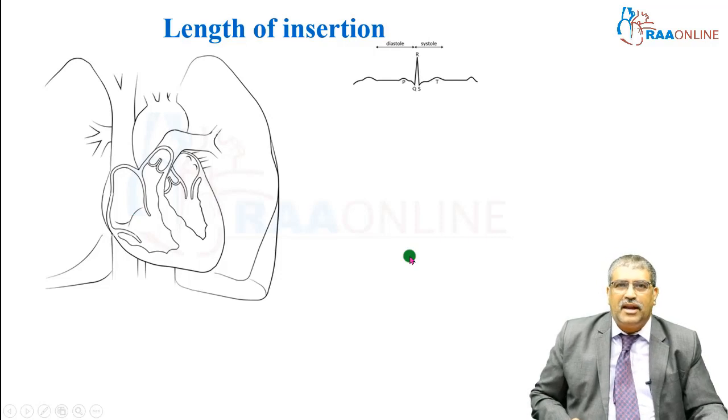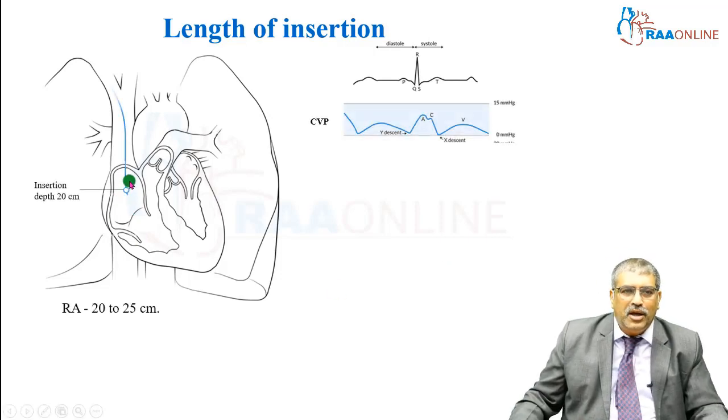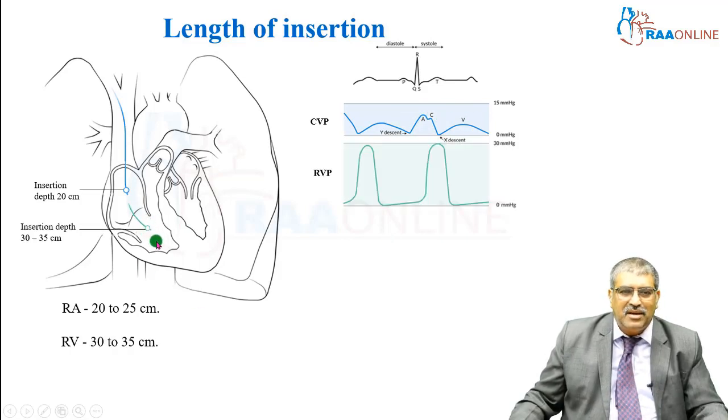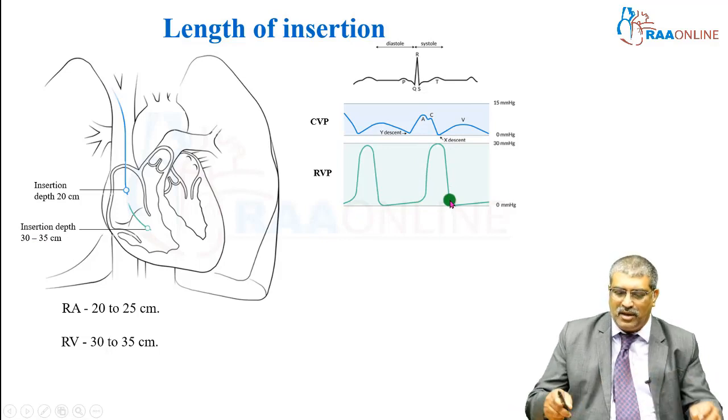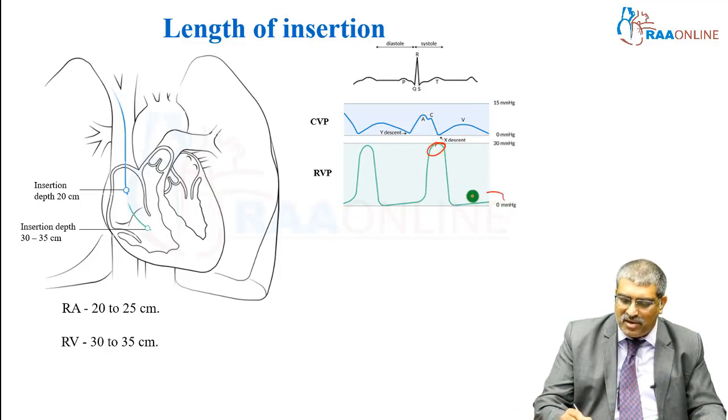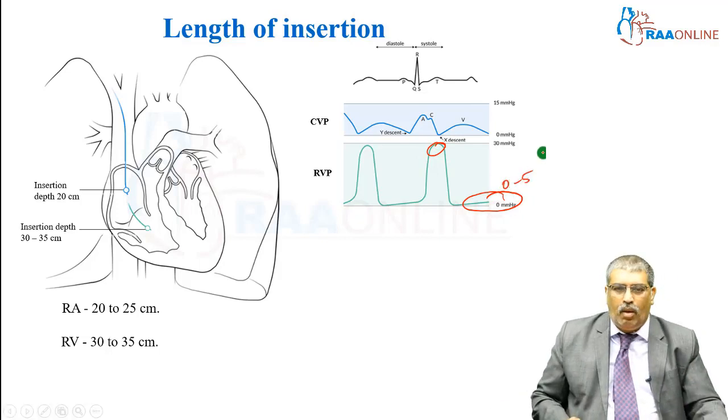Now coming to the length of insertion. Normally you reach the right atrium at a depth of 20 to 25 centimeter. As the catheter enters the RA, you get a nice CVP tracing. You can see the A, C, V wave and the X and the Y descent. As you enter the right ventricle, which is located at a depth of 30 to 35 centimeter, you get a nice systolic waveform and the diastolic is roughly around 0 to 5, which is the right atrial pressure.